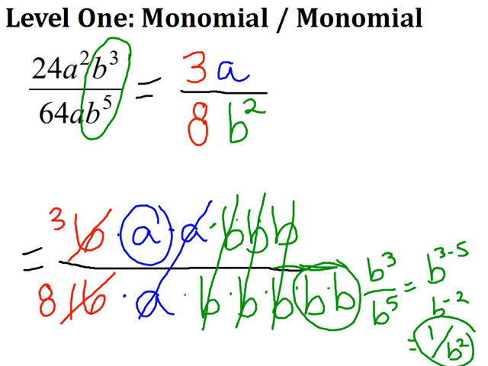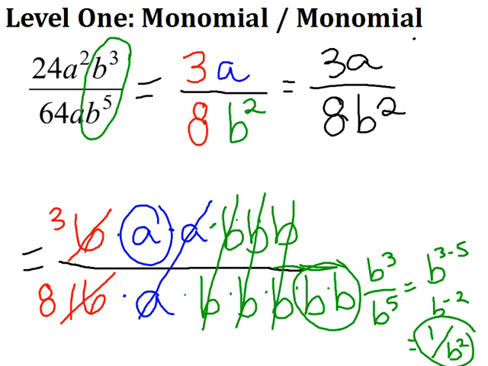And if we want to write our solution a little bit nicer, 3a all over 8b squared is our final solution. Now, you do want to be careful and make sure that you always review your work and make sure your final solution doesn't have anything else that you need to reduce, either with your coefficients, like with the 6 and 16, or with your variables. In this case, everything is reduced and simplified, so I'm good to go.